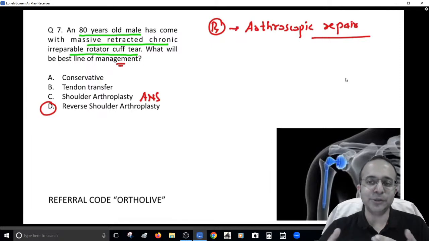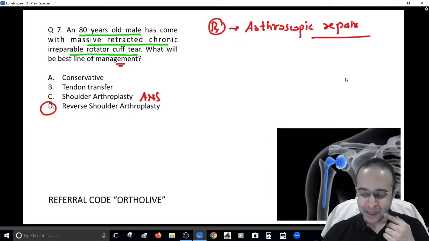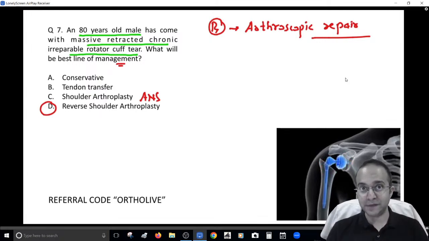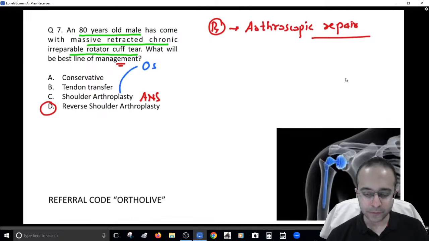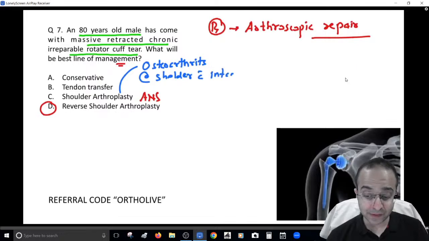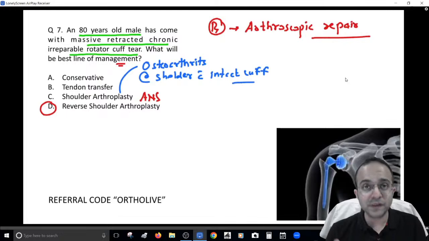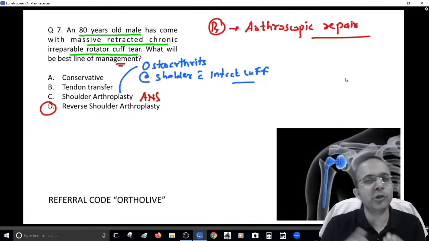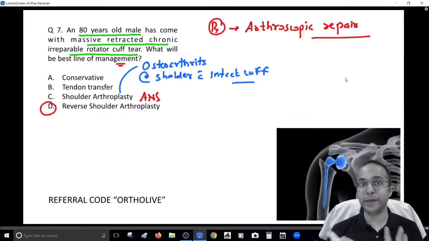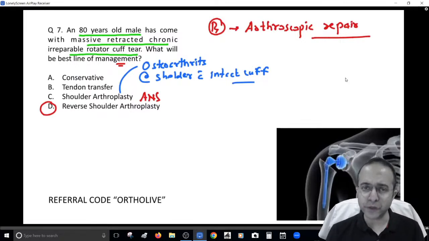But yes, I would like to explain what is reverse shoulder arthroplasty. Reverse shoulder means you put the humerus head on the glenoid and you put this glenoid on the humerus. Reverse the articulations, reverse shoulder arthroplasty. A shoulder arthroplasty will be done when there is osteoarthritis at the shoulder. And at least the muscles have to be intact. Otherwise, what will move the shoulder if the muscles are not there? What is the point of replacing a joint when you cannot move a joint? So muscles around the shoulder have to be intact, otherwise it will just dislocate. So this is an indication to do a reverse shoulder arthroplasty rather.